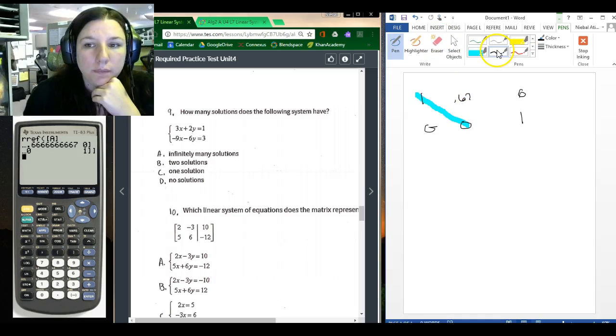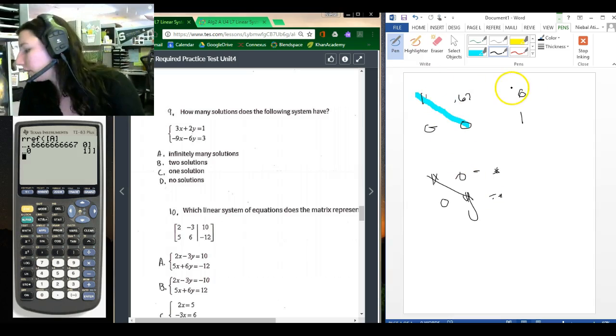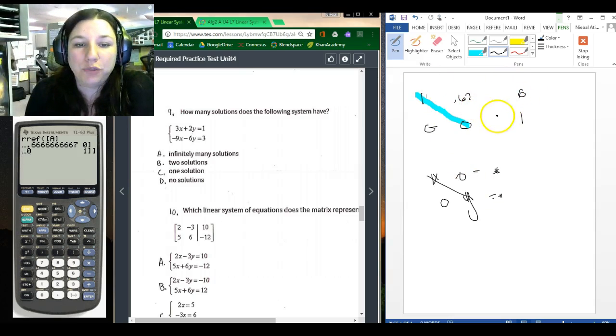Because the ones don't line up, you might have noticed from number 8, the question we just did, that these should line up to say, okay, my x is equal to this number and my y is equal to this number. So this one doesn't do that. So that means we have two options. Either there's no solution, or it could be infinite solutions.